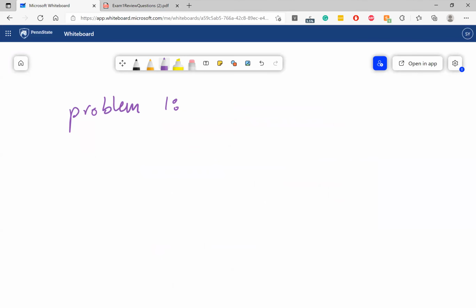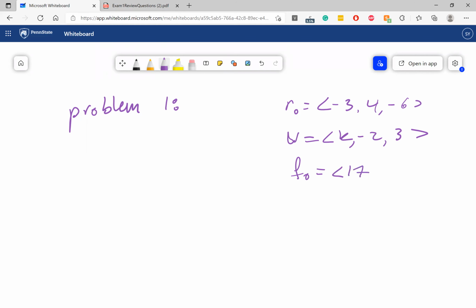So first, whenever we see a problem with a line, we want to set up the equation of our line. So the point is (-3, 4, -6). Let's call this R0 = (-3, 4, -6). Our vector V that forms the line is the vector ⟨k, -2, 3⟩. And the point that we're trying to hit, let's call it F0, is going to be (17, -6, 9).